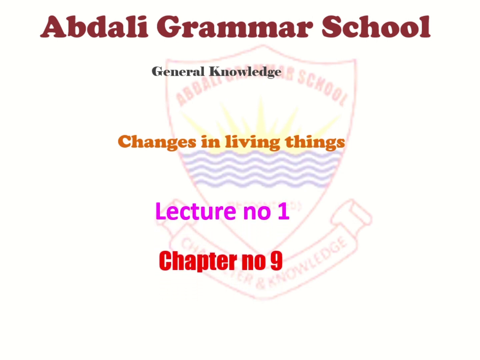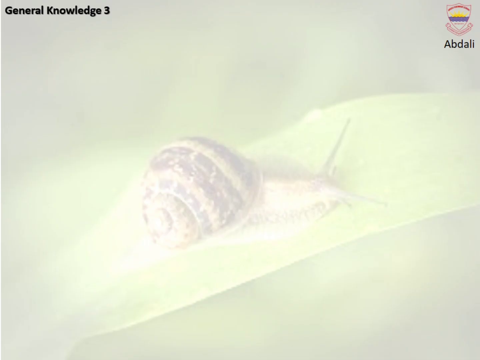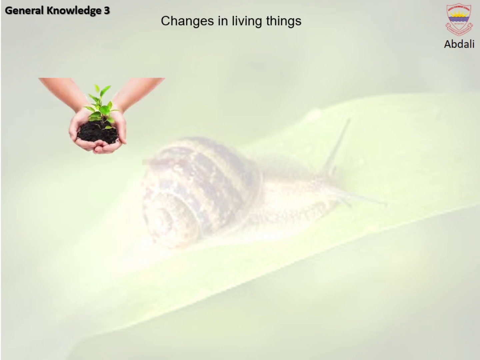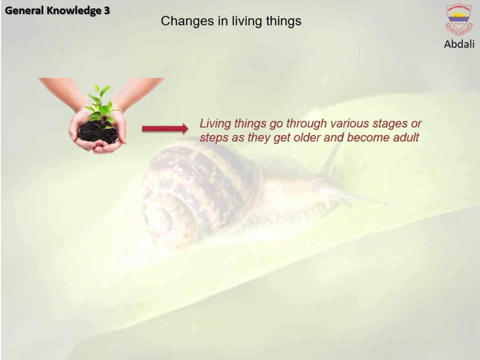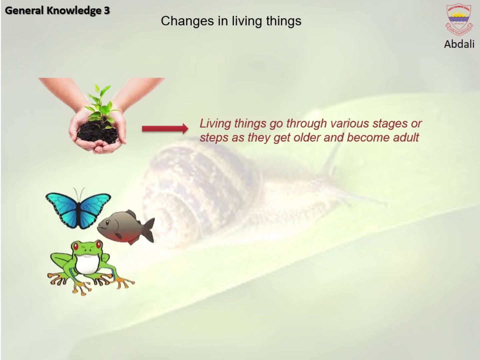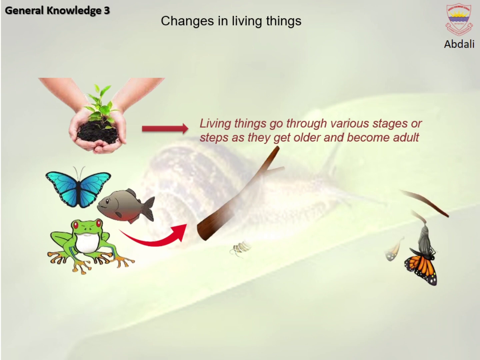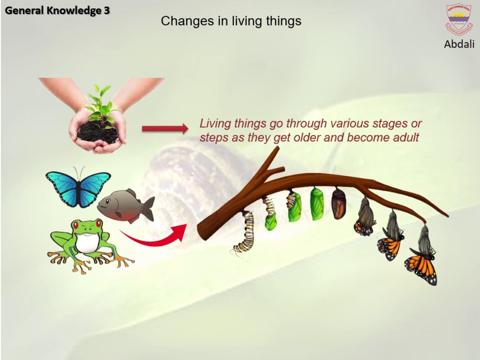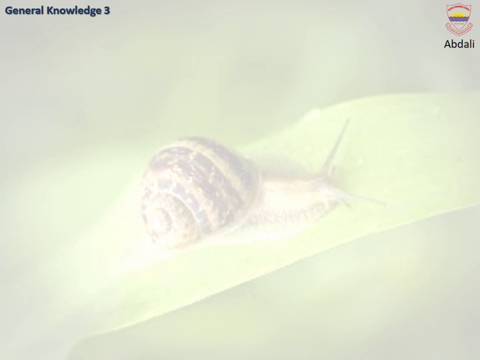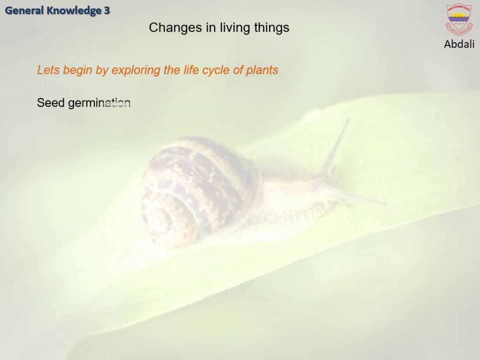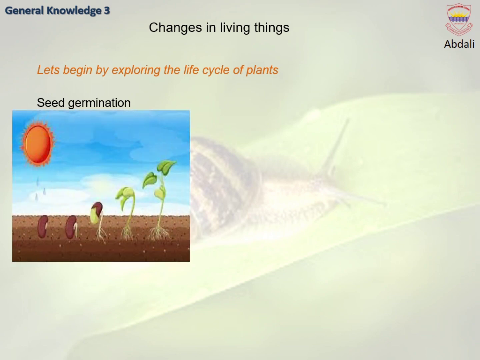Today we're going to explore the fascinating topic of changes in living things. Changes in living things are the different ways plants and animals grow and transform over time. Living things go through various stages or steps as they get older and become adults. These changes can include growing bigger, developing new body parts, and learning new behaviors. Understanding these changes helps us learn about how living things grow and how they are different from one another.